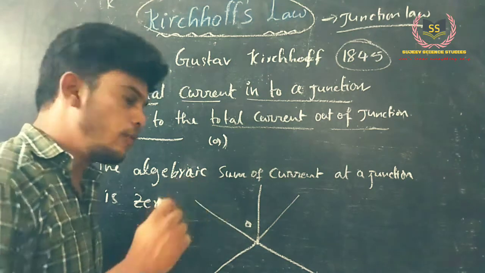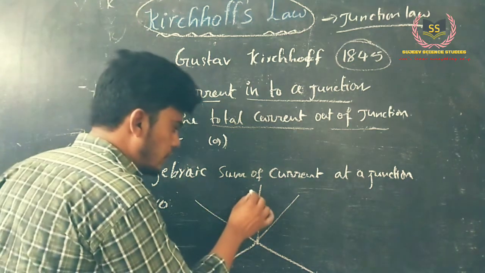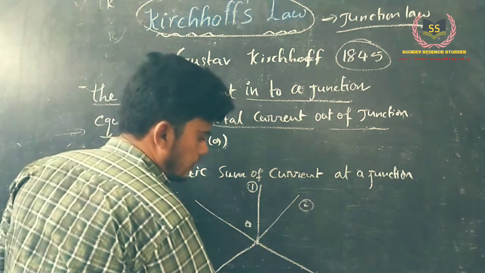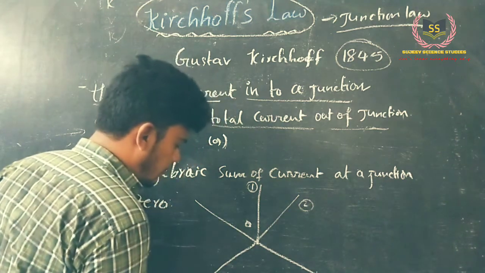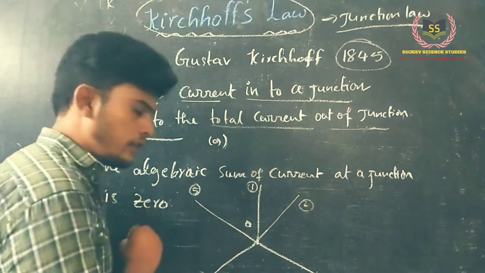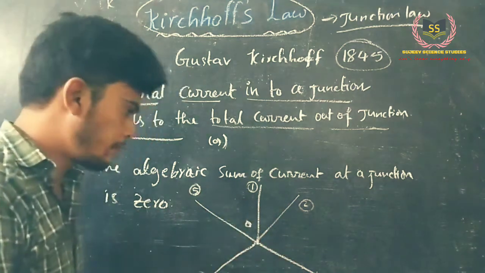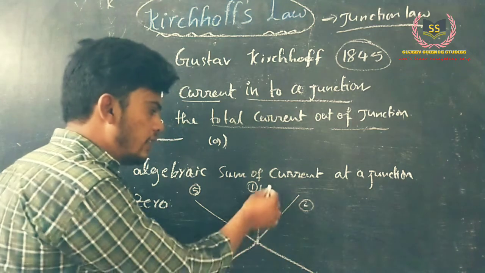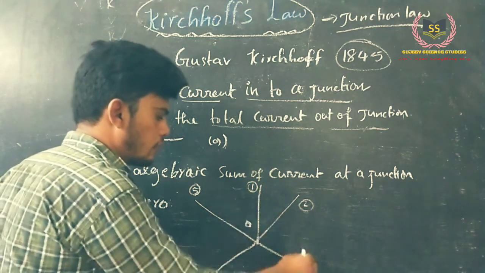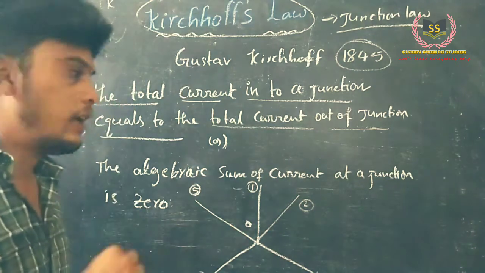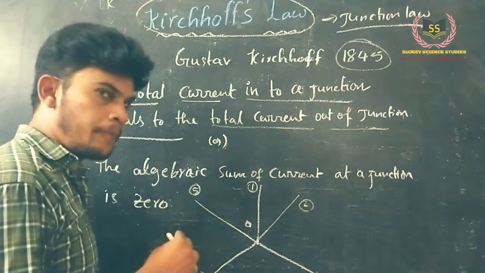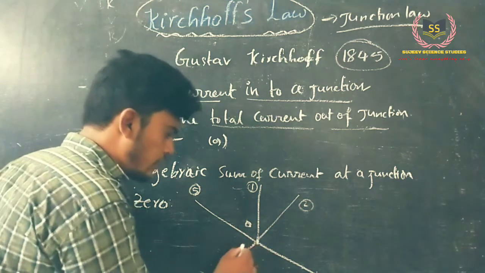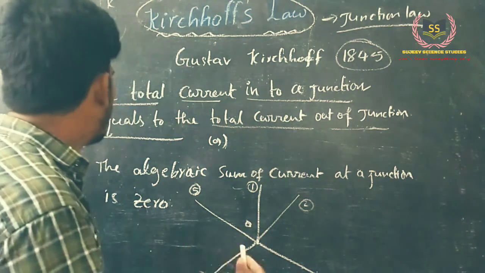If we use Ohm's law, we have to find out current for each of these: wire 1, wire 2, wire 3, wire 4, and wire 5. So these are the 5 wires, 5 conductors. By using Ohm's law, we have to find out current individually for 1, 2, 3, 4, and 5. But by using Kirchhoff's law, we can find out the total current that passes through the junction.